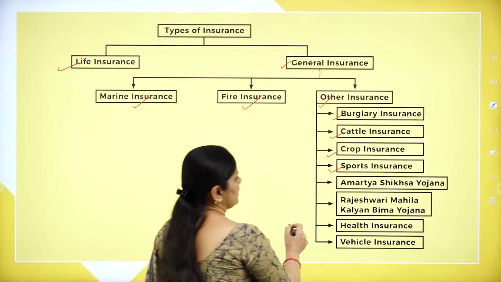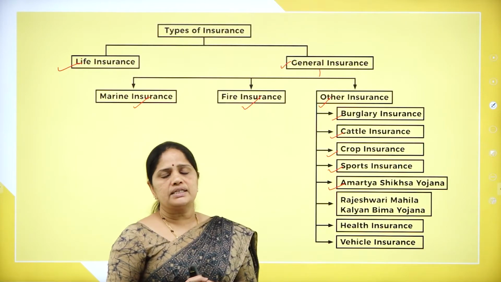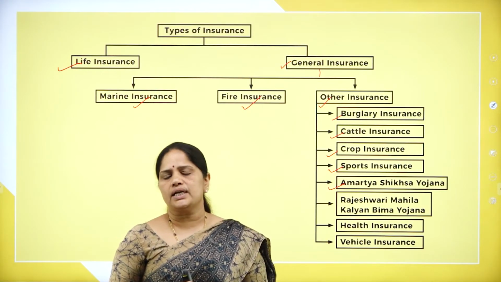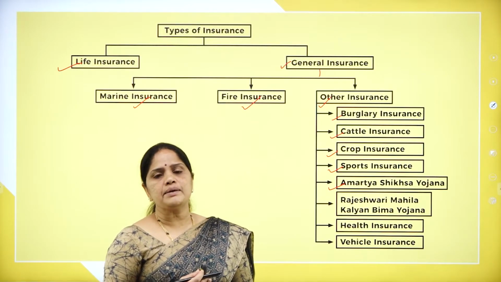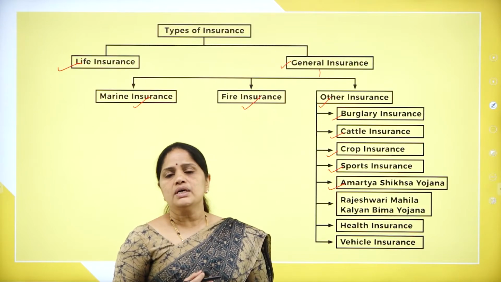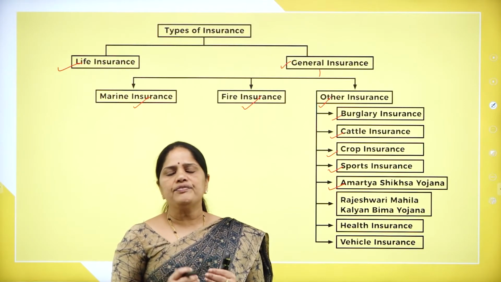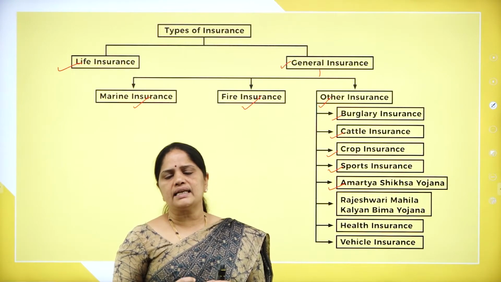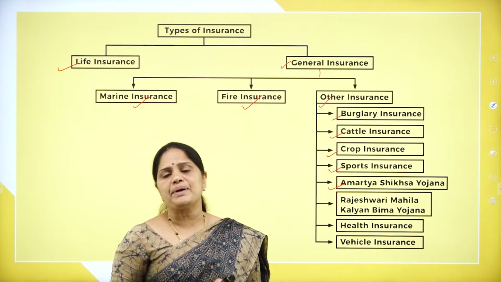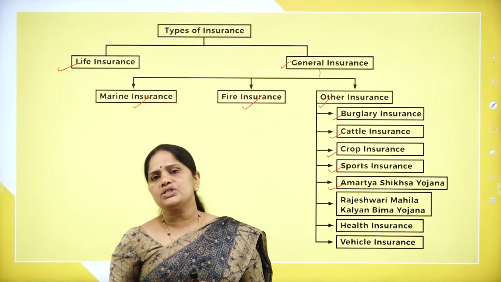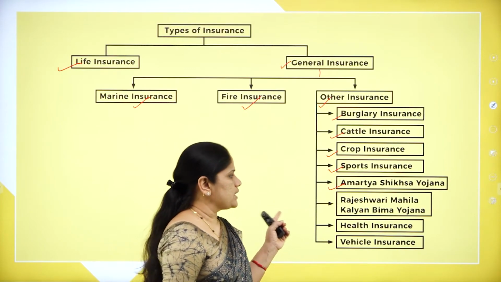Then next one is Amartya Shiksha Yojana. So this Shiksha Yojana will just help the dependent children of the insured. Suppose the insured has any life insurance, and then if he meets with an accident and because of which he is incapable of earning money, then his dependent children's education will be taken up by this particular insurance company.